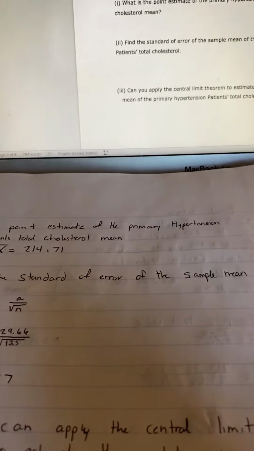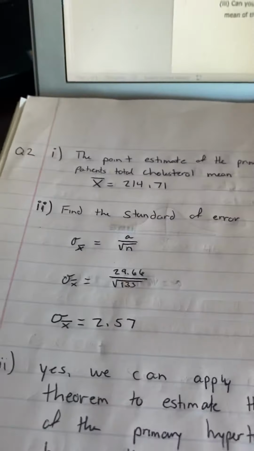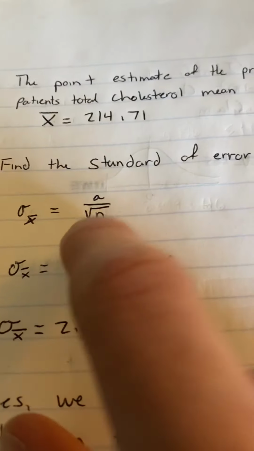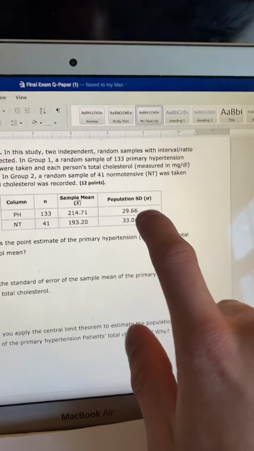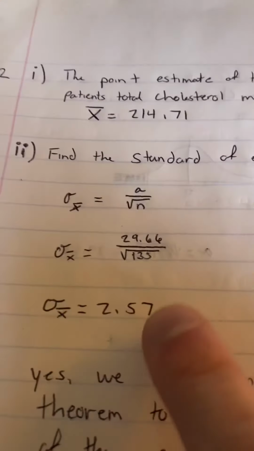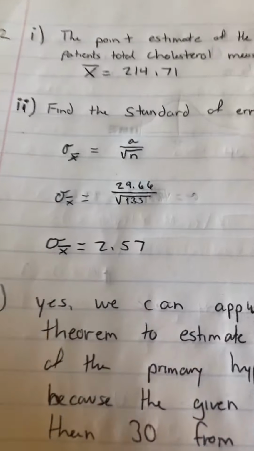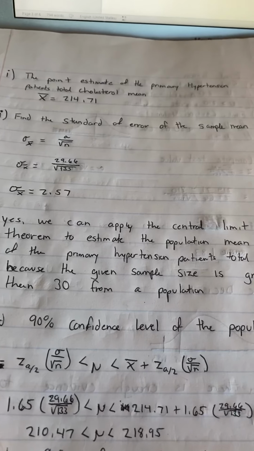In order to find the standard error of the sample mean, we take the standard error equation: sigma sub x-bar equals sigma divided by the square root of n. Given that our standard deviation, sigma, is 29.66, and the random sample size n is 133, the standard error that we find after calculating is 2.57. So that's our standard error of the sample mean.